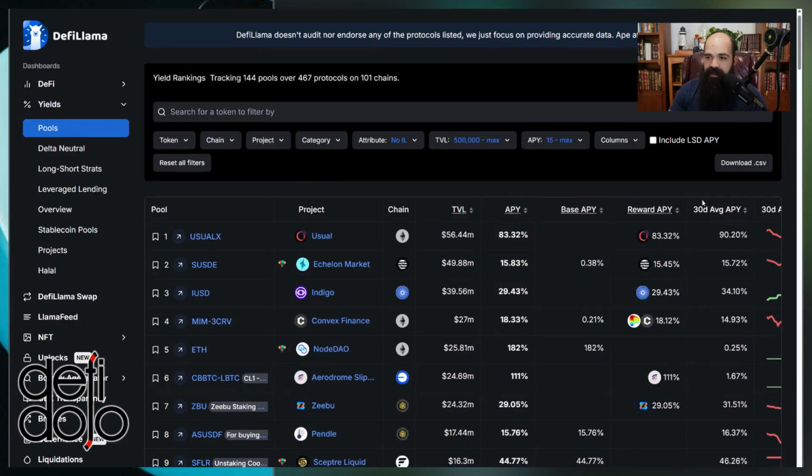And then you're looking for a nice 30-day average. Why would you go for a 30-day average? Because that just means this is probably a little bit more consistent. So usual yields, okay, this is unusual X. This is the usual token. You could neutralize that.